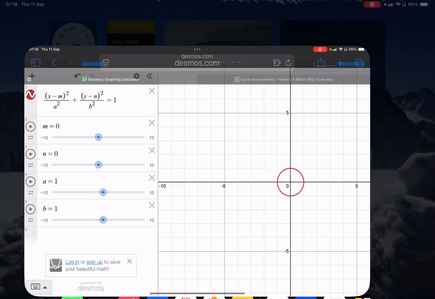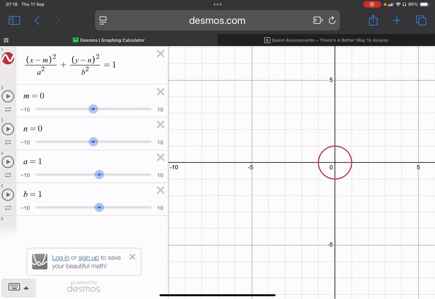Okay, let's have a look at some transformations. So this is an ellipse, the general formula. And at the moment, you can see those values of m, n are 0, and a is 1, and b is 1. So actually, this is a circle. Okay, so let's turn it into an ellipse. Let's make a 4. Okay, and let's make b 3. So as A and B change, that's what happens.